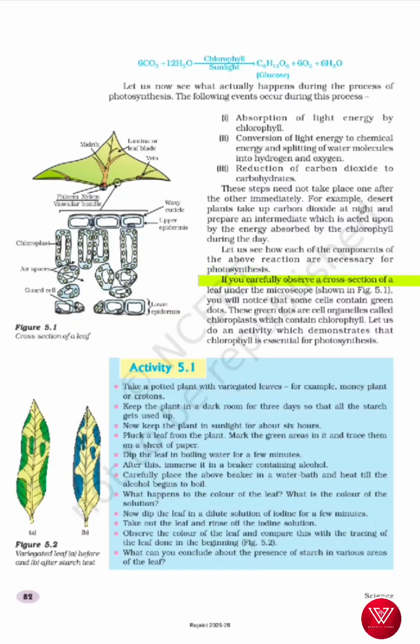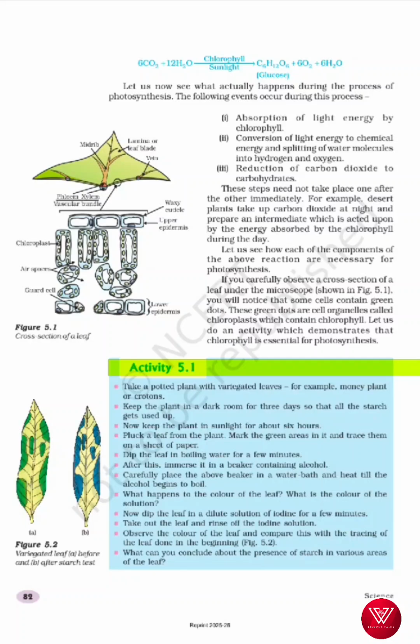If you carefully observe a cross section of a leaf under the microscope as shown in figure 5.1, you will notice that some cells contain green dots. These green dots are cell organelles called chloroplast, which contain chlorophyll. Let us do an activity which demonstrates that chlorophyll is essential for photosynthesis.